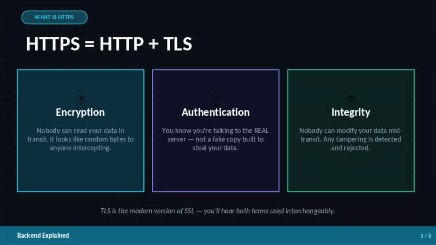TLS does three things. First, it encrypts your data so no one can read it in transit. Second, it authenticates the server so you know you're talking to the real Instagram and not a fake copy. Third, it ensures data integrity, meaning no one can modify your data without you knowing. Encryption, authentication, integrity. These three things are what HTTPS gives you.